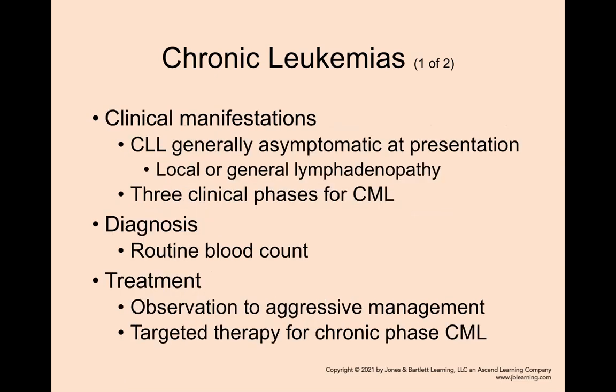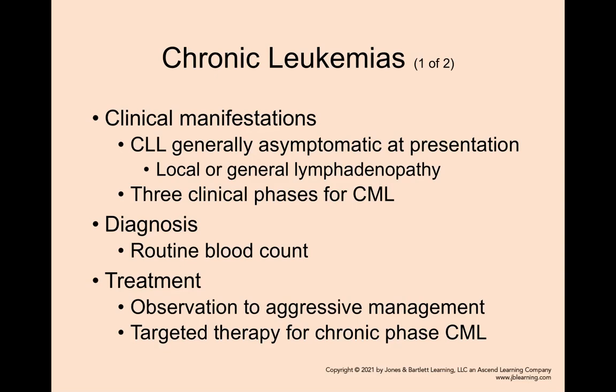Clinically, again, it's going to depend on when they present. Generally, they're going to be asymptomatic, but may have more symptoms as they progress. They may have local or general lymphadenopathy, more specifically in their upper body. The CML has 3 phases. There's a chronic phase, an accelerated phase, and then a blast crisis. As the person progresses through the phases, they develop more manifestations. As the CML phase advances, the body becomes less responsive to treatments.